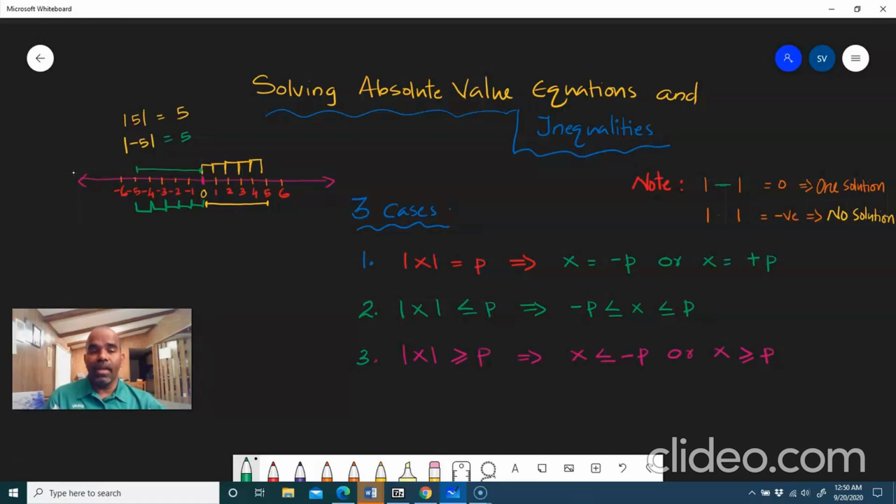If the absolute value is found to be a negative number, for example, if the absolute value of x plus 5 is equal to negative 5, straight away you can write there is no solution. That means the solution set will be a null set. So you should have this basic information.